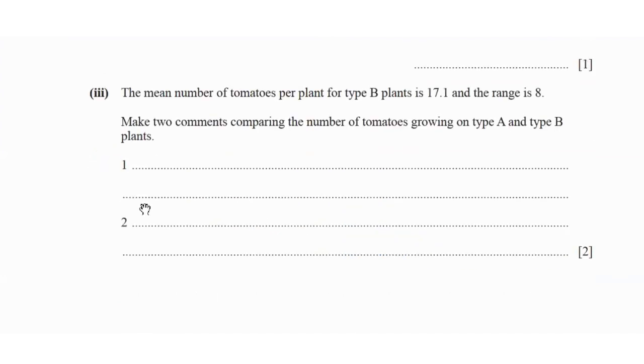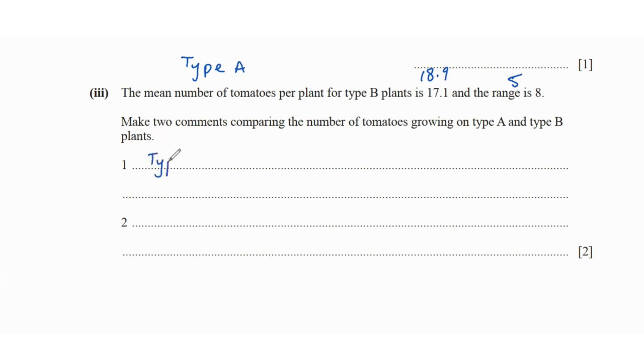The mean number of tomatoes per plant for type B plants is 17.1 and the range is 8. Make 2 comments comparing the number of tomatoes growing on type A and type B plants. Type A, our range is 5 and our mean is 18.9. So for type A, the mean value is bigger, which means that type A has more tomatoes per plant.